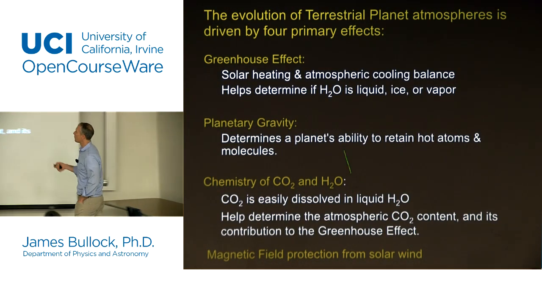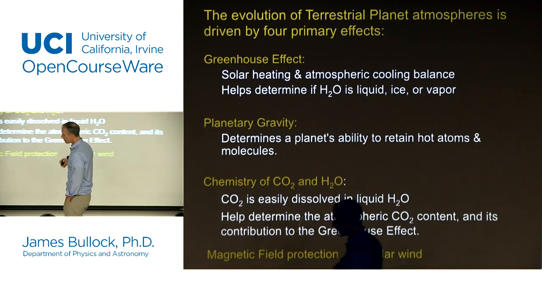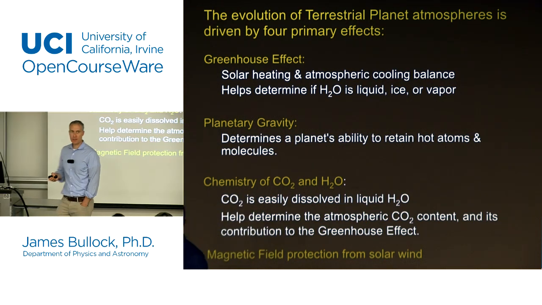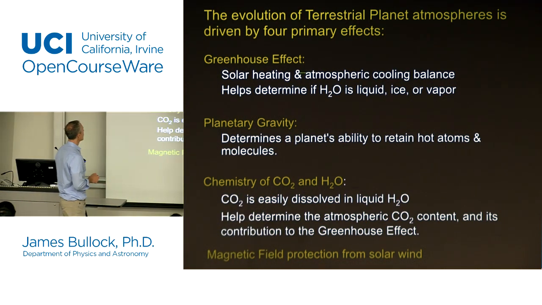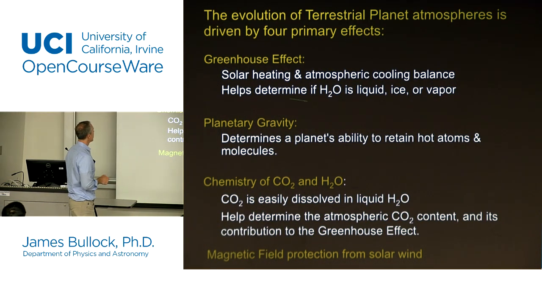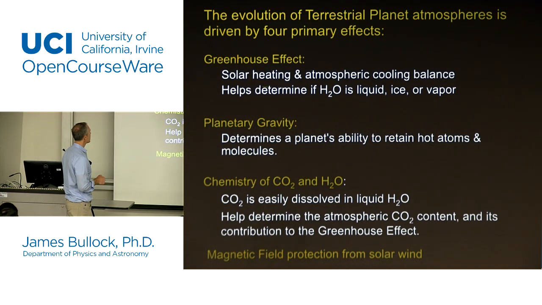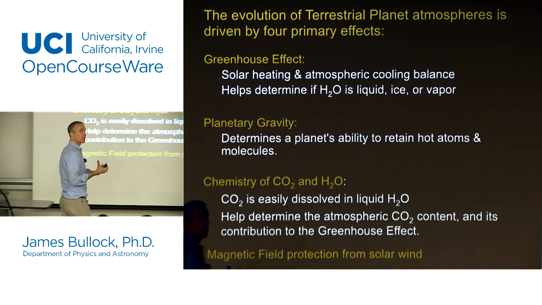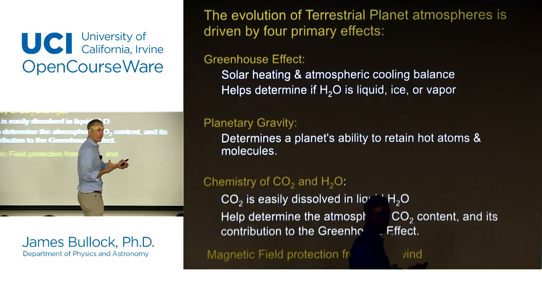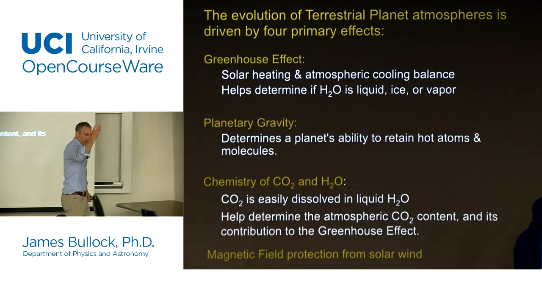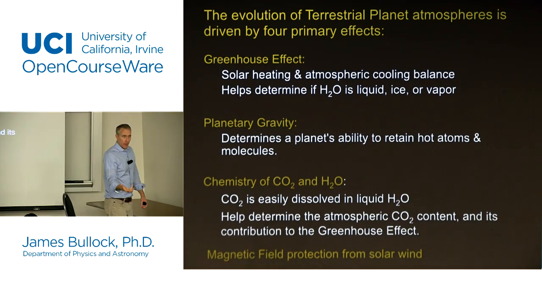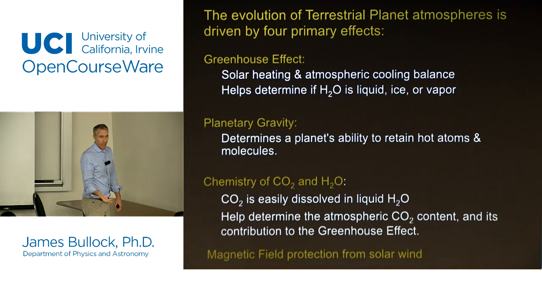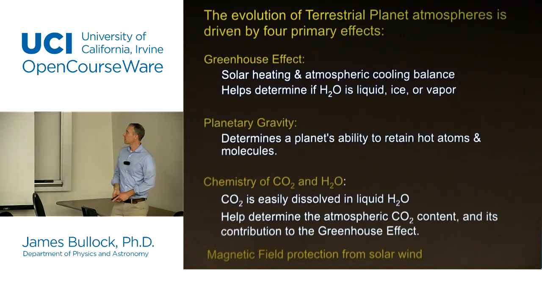Now, they evolved differently, though. So for example, they have greenhouse effects. Okay, so you have solar heating and atmospheric cooling. They balance. And basically what this does is it helps determine whether or not you could have liquid water. If this water becomes liquid and starts raining out of the atmosphere, it can start draining carbon dioxide out, and that affects the greenhouse effect. Okay.